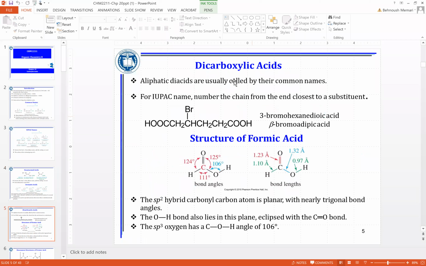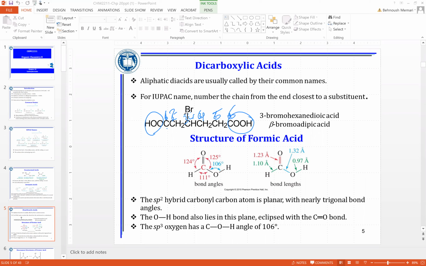Dicarboxylic acids have 2 carboxyl groups. They have to be at the beginning and the end of the carbon chain. So in between, you have 6 carbons, 1, 2, 3, 4, 5, and 6, so it's going to be hexane. Instead of oic acid, you would say dioic acid. And then you start numbering from the side that is closer to the branch. So basically 1, 2, 3, 4, 5, and 6.